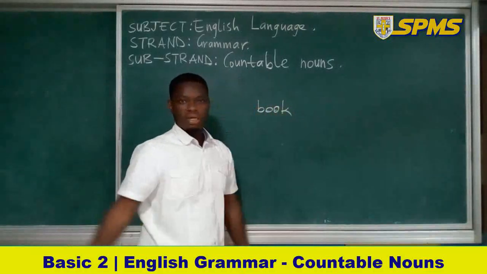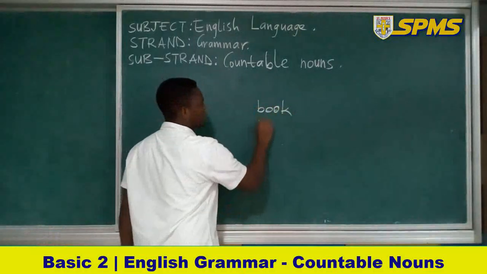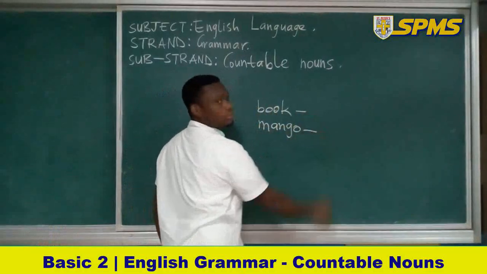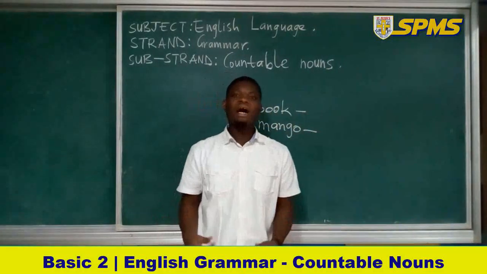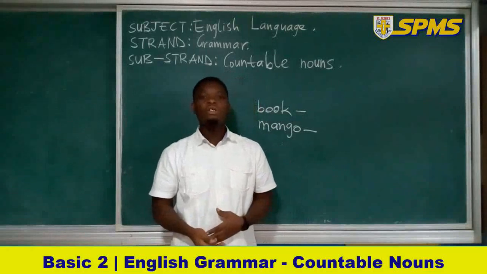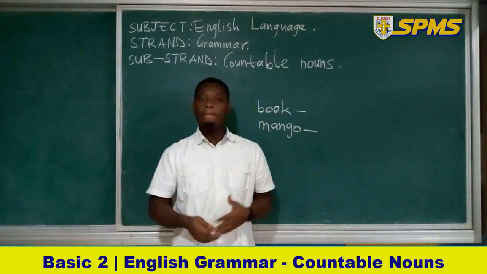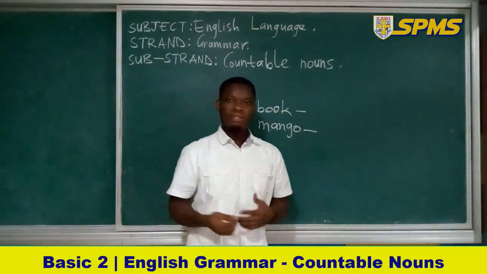So we can have a word like book, and another word like, which are all in their singular forms. So we can change these singular countable nouns into their plurals. Let's try and see.